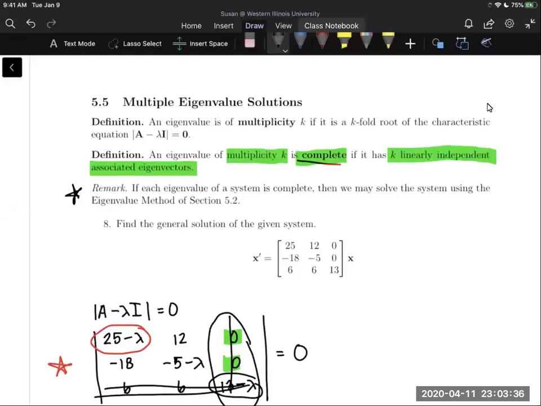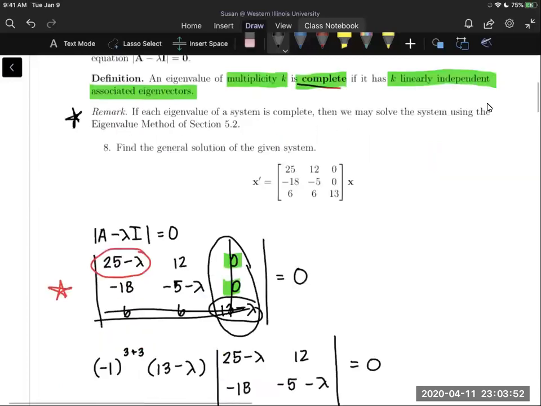In this video, we're going to talk about section 5.5, multiple eigenvalue solutions, part 2. So we're going to complete the last 2 pages of this note section. Let me just begin by reminding you what we discussed in the previous video about section 5.5.